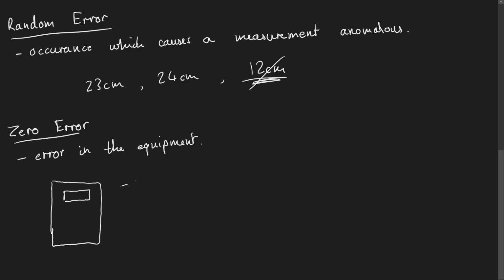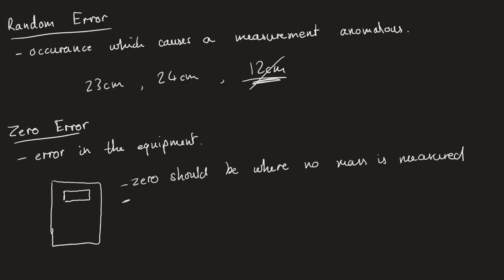Okay, and so where you're actually measuring no mass on top of this scale, you're having some negative value. And this is a zero error. It's where your point on your apparatus where the 0 should be, i.e. where no mass is measured, has actually changed, because the 0 point is the mass of the person who was stood on that scale.